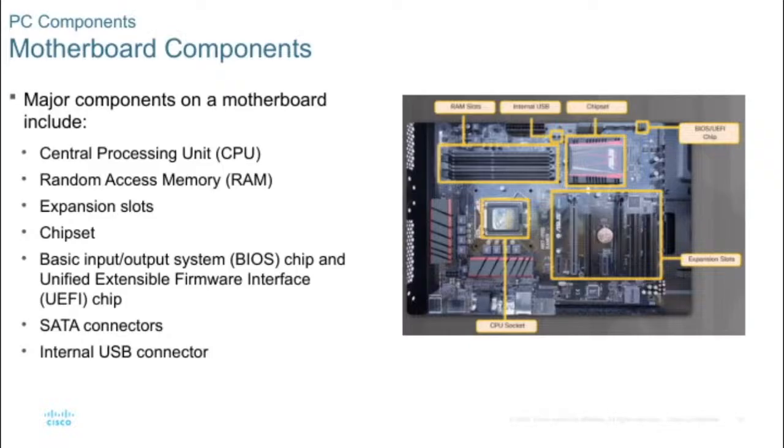Let's break down the major components you'll find on a motherboard. At the heart is the CPU, the brain of the computer. Then there's RAM, which acts like short-term memory, helping your system run smoothly. Expansion slots let you add extra cards for graphics or sound. The chipset manages data flow between parts. You'll also see the BIOS and UEFI chips. They help start your system. SATA connectors hook up storage drives, and internal USB connectors link other devices inside the case. These parts work together to keep everything running.